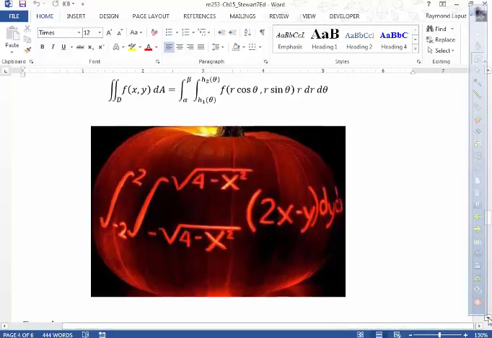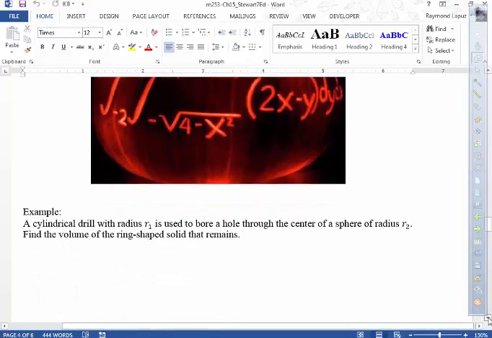Here's another interesting problem that I saw. There's a couple of problems in Calc 2 that come up in volumes of revolution and slicing and stuff like that. And one of them is like you have a sphere and then you drill a hole through the middle, which is what this is. We'll do this one. There's another one where you have another problem that I like.